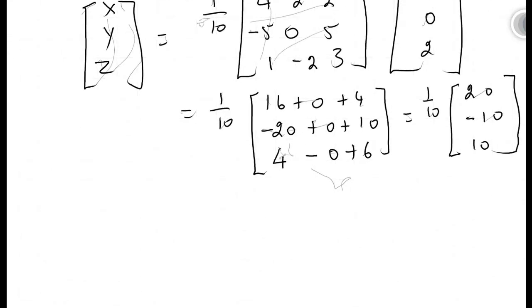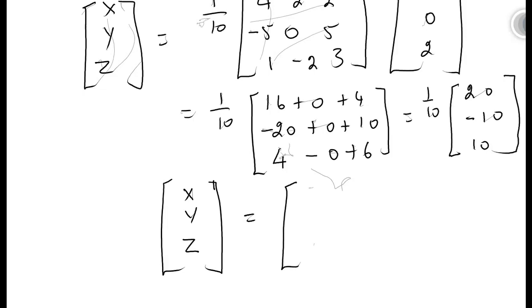Finally, therefore [x, y, z] is equal to 1 by 10 times [20, -10, 10]. 20 divided by 10 is 2, minus 10 divided by 10 is minus 1, 10 divided by 10 is 1. So therefore, x is equal to 2, y is equal to minus 1, and z is equal to 1.